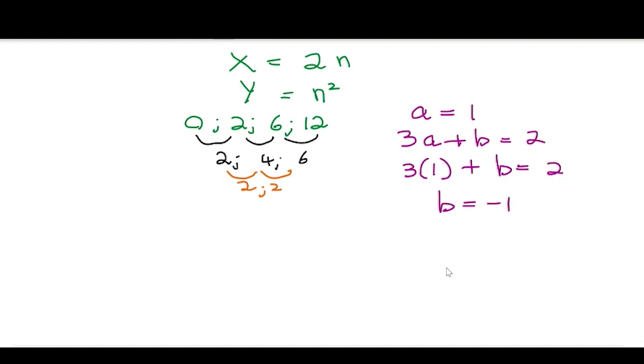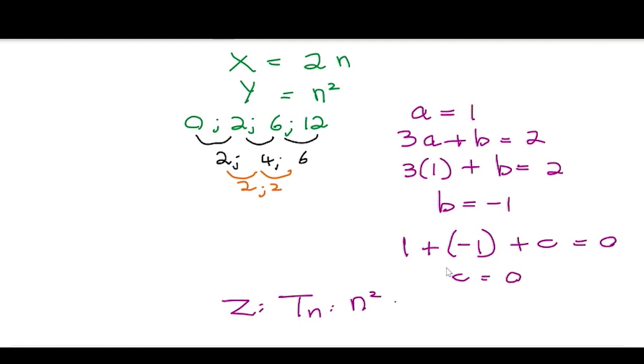And then lastly, we know that A plus B plus C is equal to the first term of the whole thing. We know that A is 1. We know that B is minus 1 plus C, and we know that that must come to 0. So in fact, C is actually 0. So our final answer for Z is that the nth term is 1n squared minus 1n. Okay.